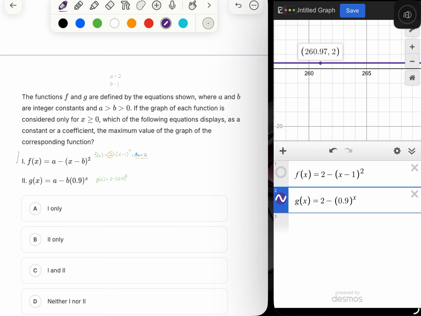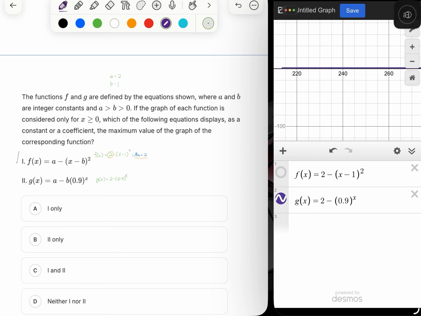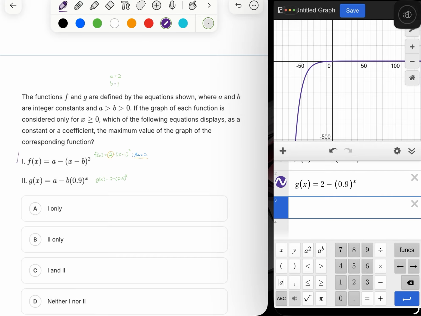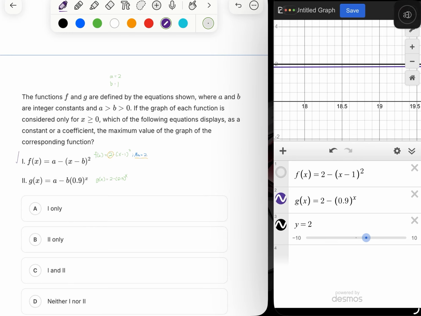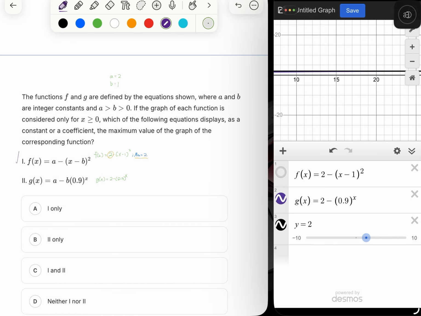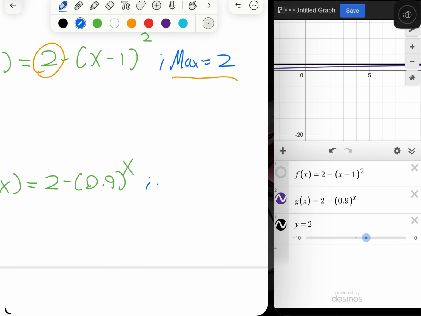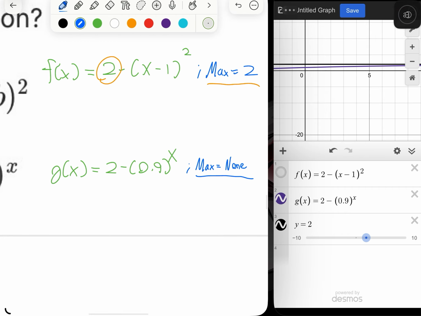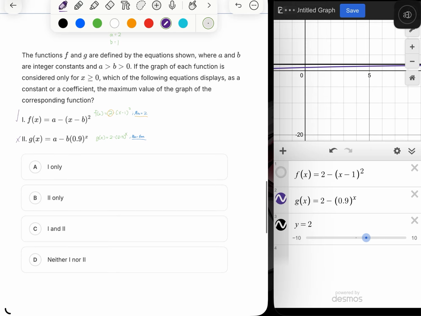It might look like it's at 2, but it does actually keep on increasing because there's an asymptote. In fact, you could say that there's an asymptote at y equals 2. And if you look at this, it never reaches the asymptote. So that's why there's no max value. If there's an asymptote, there's no max value. So for g of x, the max, well, there is none. And of course, if there's no max, then it's not possible to display it as a constant or coefficient. So g of x is ruled out. Therefore, we're left with option A only, which is 1 only.